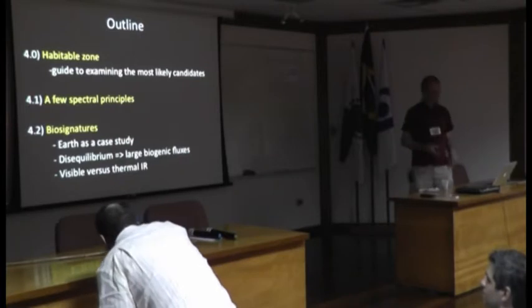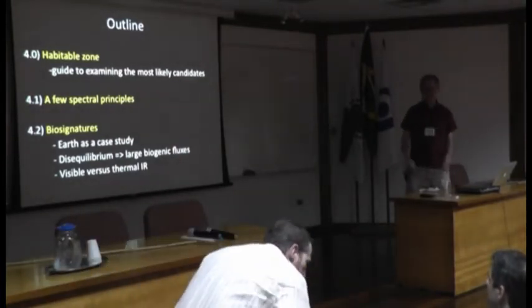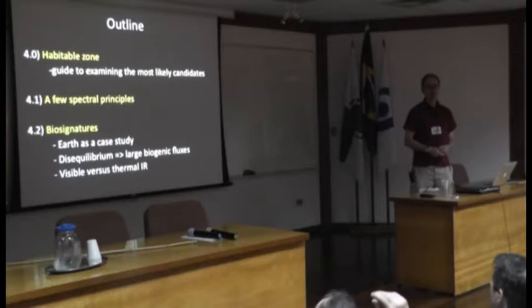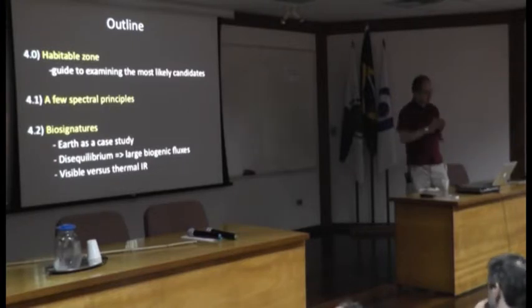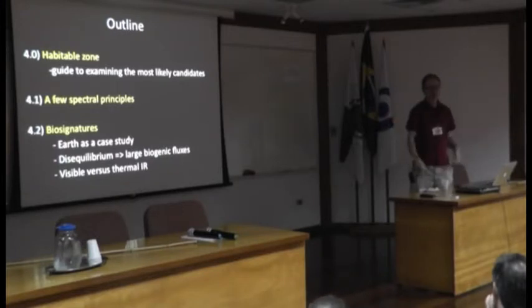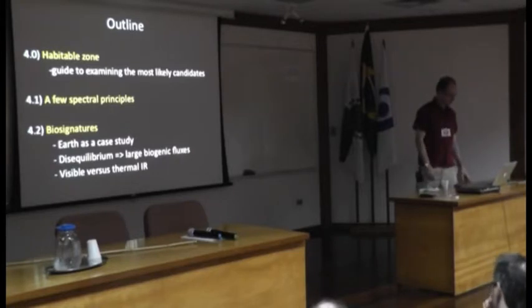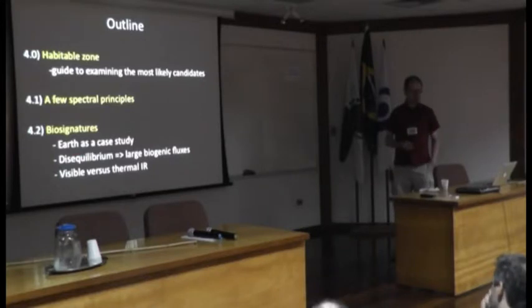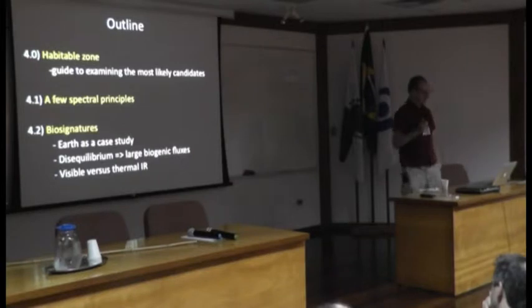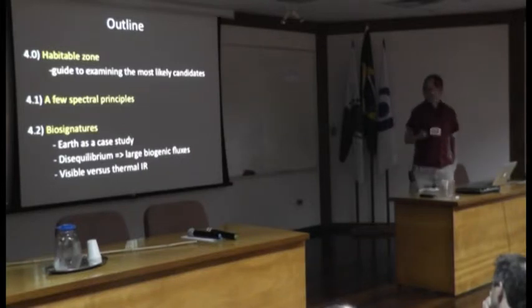Then I'll mention a few principles regarding spectra, because what we want to do is to split up the light from a planet. So instead of having a pale blue dot, we have the reflection, for example, over a range of wavelengths. Should it be the infrared or the visible or the ultraviolet? Those are all questions. And then I'm going to talk about biosignatures, which are distinctive signals that indicate the presence of life on a planet.